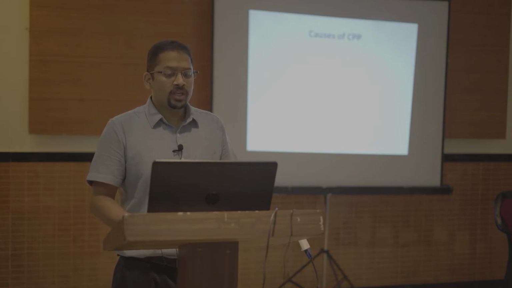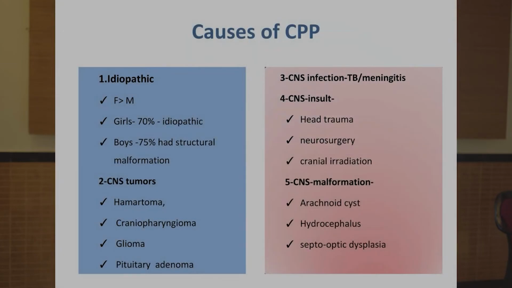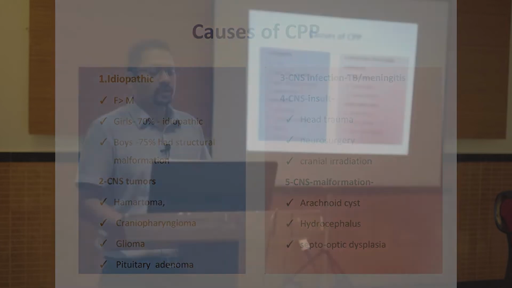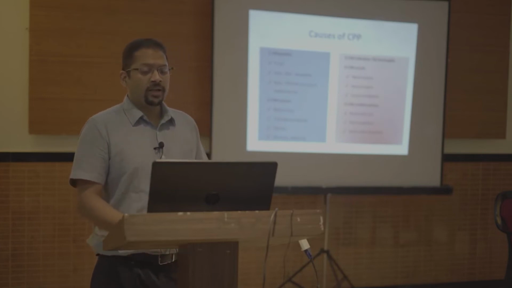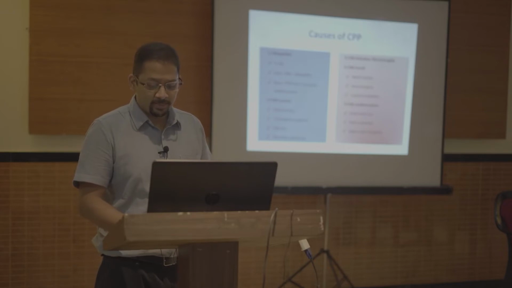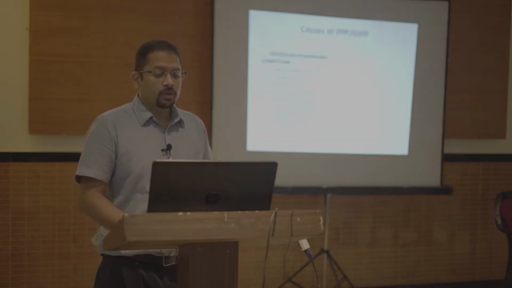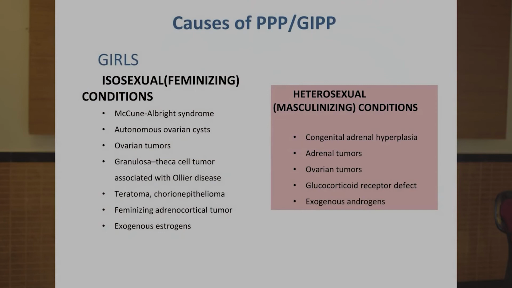So what are the causes of central precocious puberty? As I told, most cases are idiopathic. Then CNS tumors like hamartoma, craniopharyngioma, glioma, and pituitary adenoma. Various patients have a past history of CNS infection, like tuberculosis or meningitis, or a history of surgery, trauma, or cranial irradiation, or any congenital malformation like cyst, hydrocephalus, and septo-optic dysplasia.